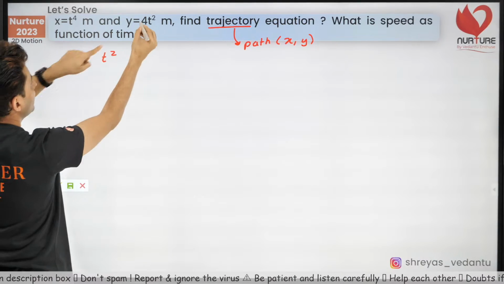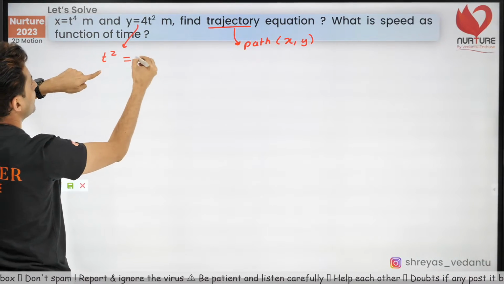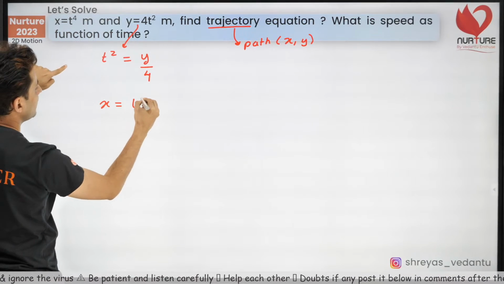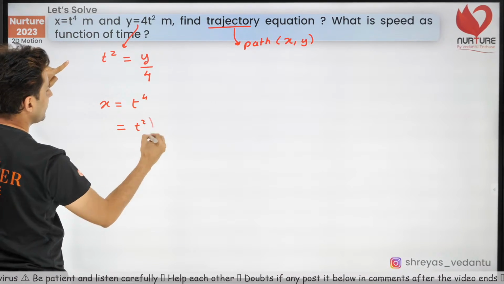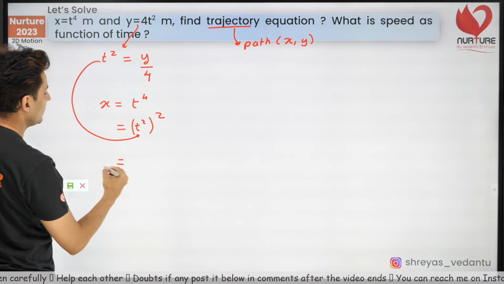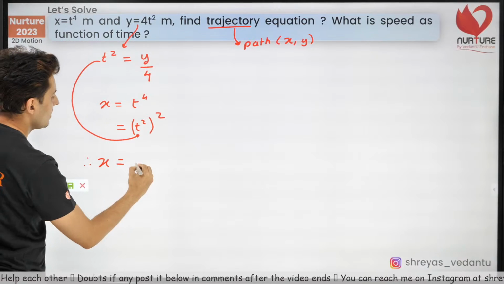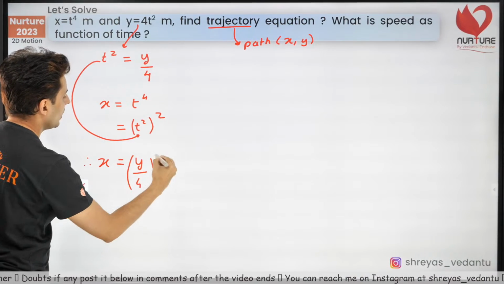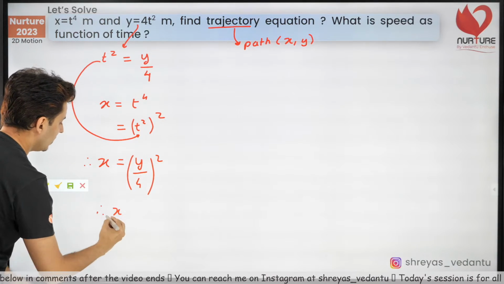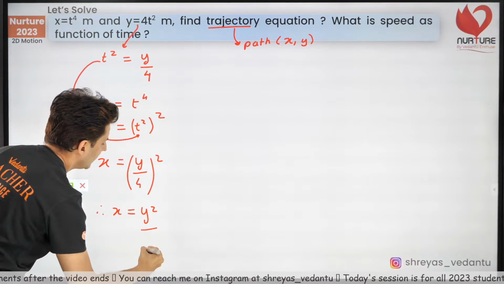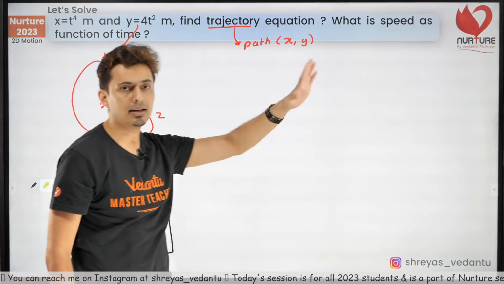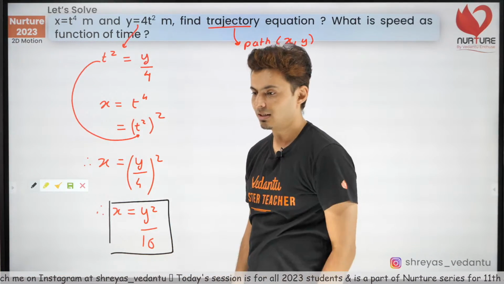From this equation, I will get t square is y divided by 4. From here, since x is t raised to 4, isn't it t square raised to 2? So just substitute this. What will you get? Therefore, x is equal to y divided by 4 whole square. That means x is equal to y square divided by 16. That's it. This is the equation of trajectory. Nothing great about it.